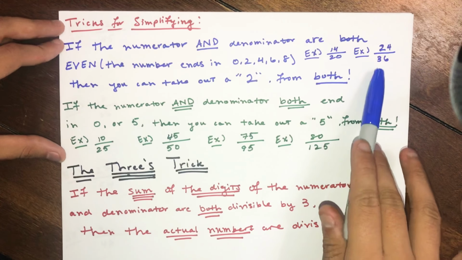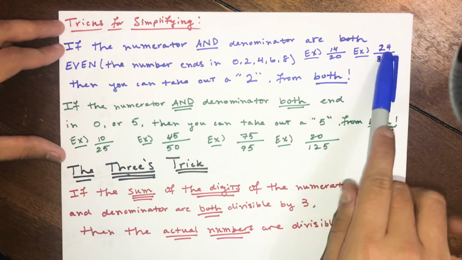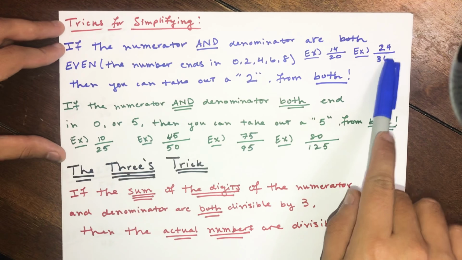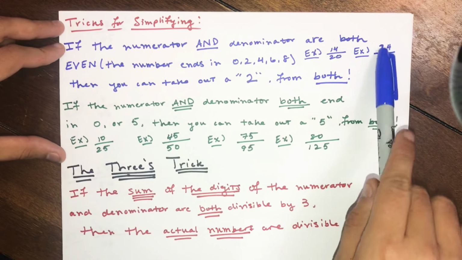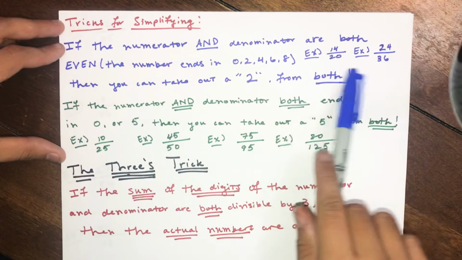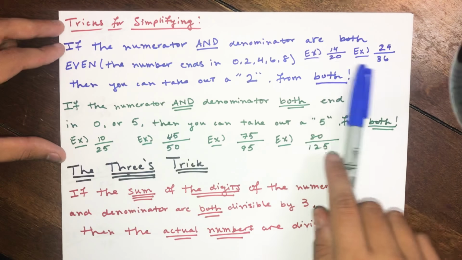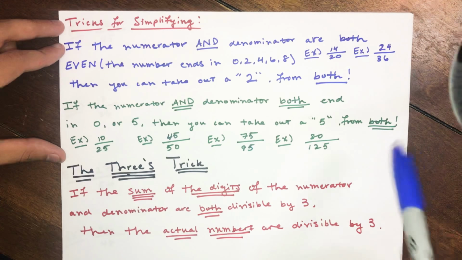Another one would be 24 over 36. 24 is even because it ends in a 4. 36 is even because it ends in a 6. So you can take out a 2 from both of them. And remember those examples we did. This isn't always the most efficient way to simplify. It's a very easy way to simplify if they're both even, but it's not the most efficient.